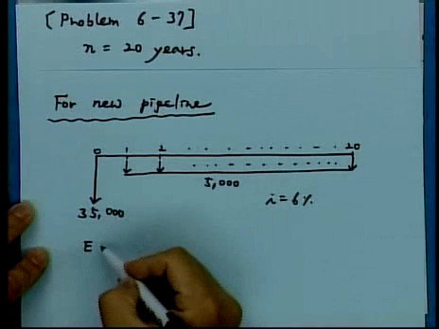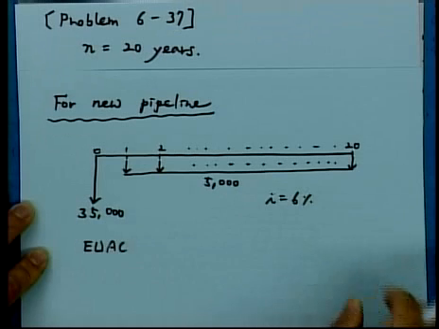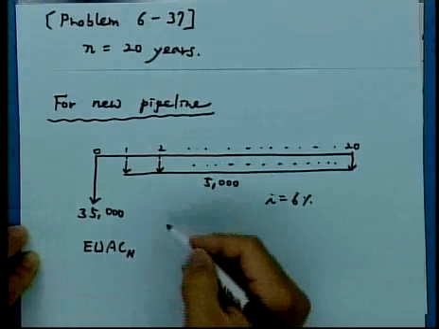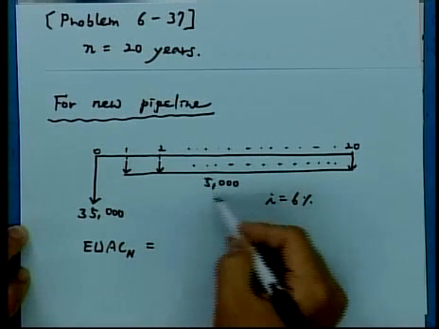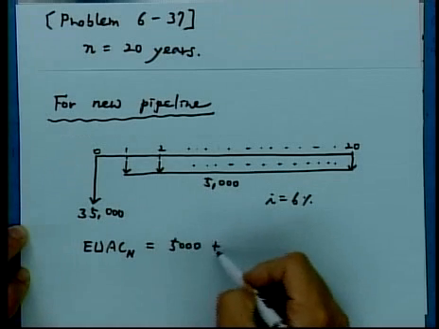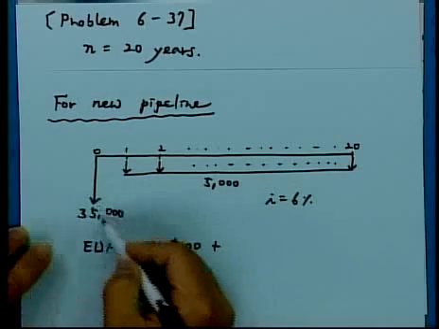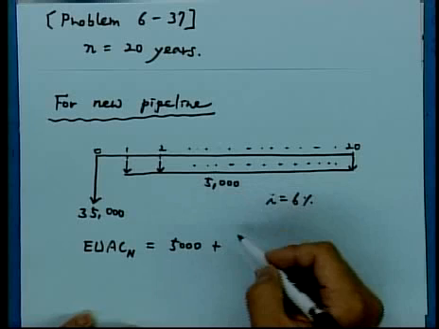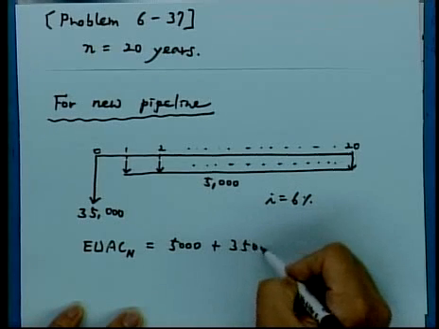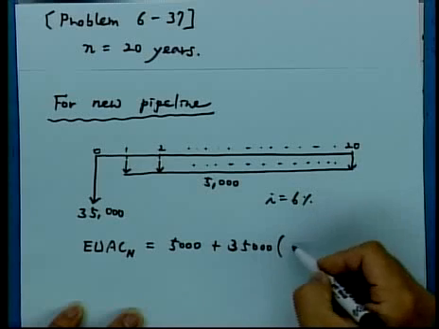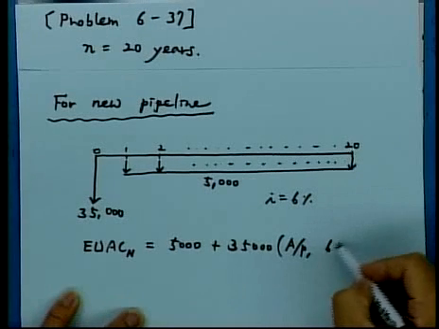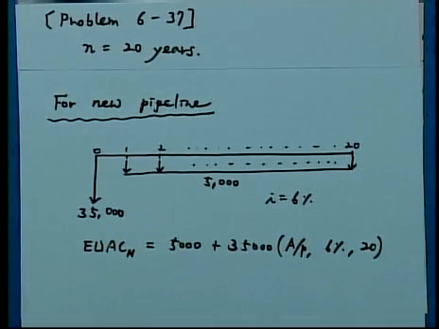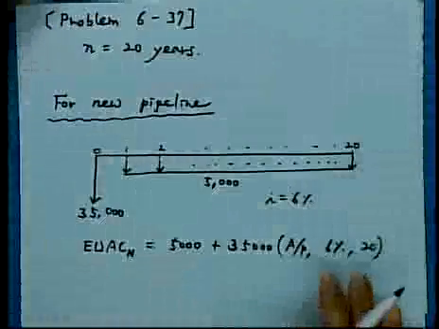So how do you compute the equivalent uniform annual cost for the new pipeline? It's going to be 5,000 plus, you need to convert this present sum of $35,000 to the equivalent uniform annual cost. So 35,000 times A given P, 6% over 20 periods. Okay. So what is the value of this?